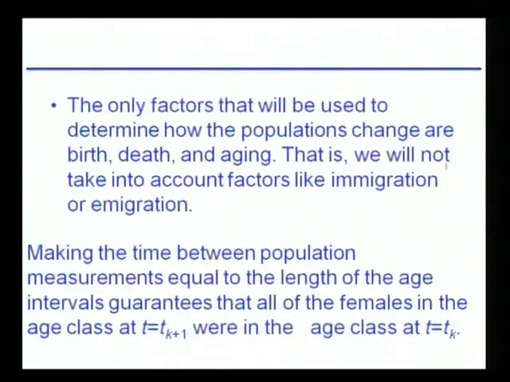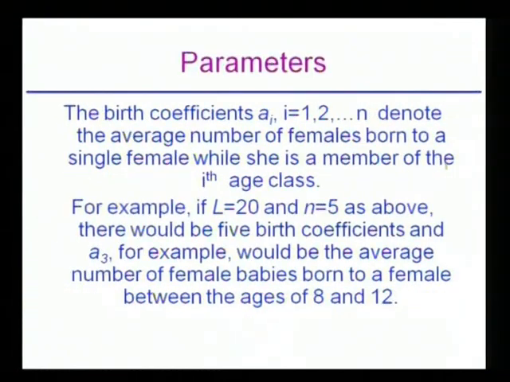How is the Leslie model created? The only factors that will be used to determine how the populations change are birth, death and aging. That is, we will not take into account factors like immigration or emigration. Making the time between population measurements equal to the length of age intervals guarantees that all the females in the age class at t equals tk plus 1 were in the class at t equals tk. Each class will go on to the next class in this model.